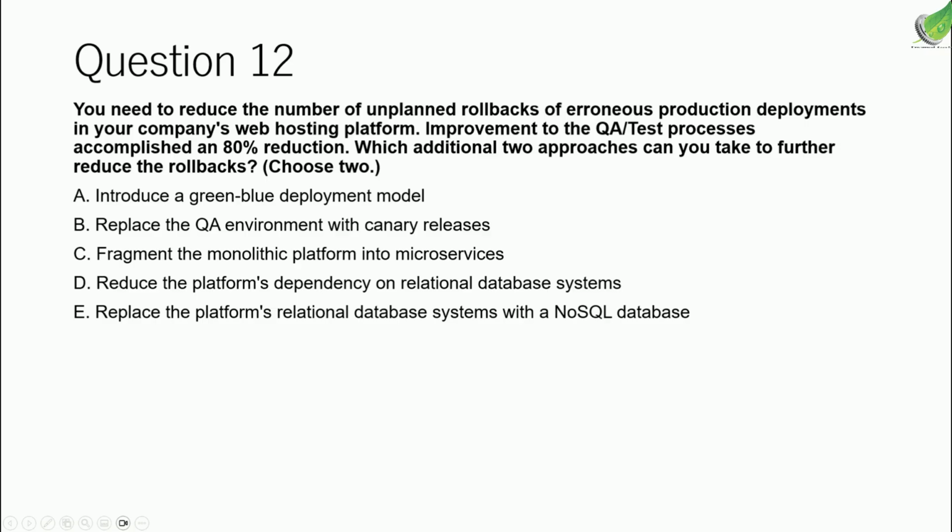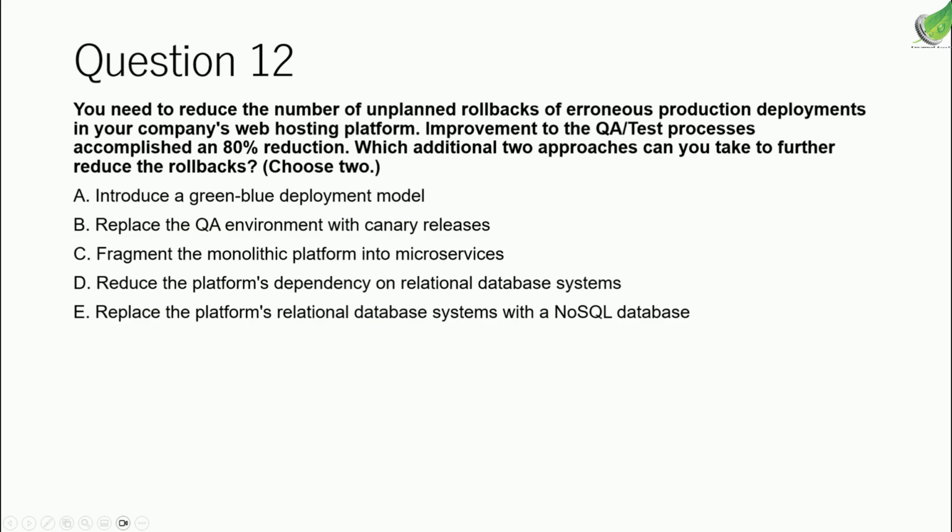Alright, let's break down this scenario. The core problem is that there are still too many rollbacks due to deployment errors, even after the QA process was improved. Our goal is to find 2 additional methods that can help reduce this problem even further. This means we should focus on deployment strategies and application architecture, since the testing process has already been addressed. With that in mind, let's evaluate our options.